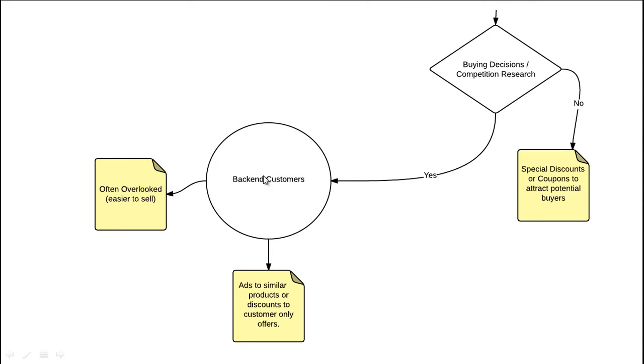And then of course we have back-end customers. They are often overlooked, but they're easier to sell to. You don't want to use too many retargeting ads like I talked about earlier. You probably want to stick to creating ads to similar products or discounts to your customers only. So you could say "customers only" in the ad. You could say "customers only discount coupon code here for this product, get such and such percentage off." So that's what I would do in terms of ads.